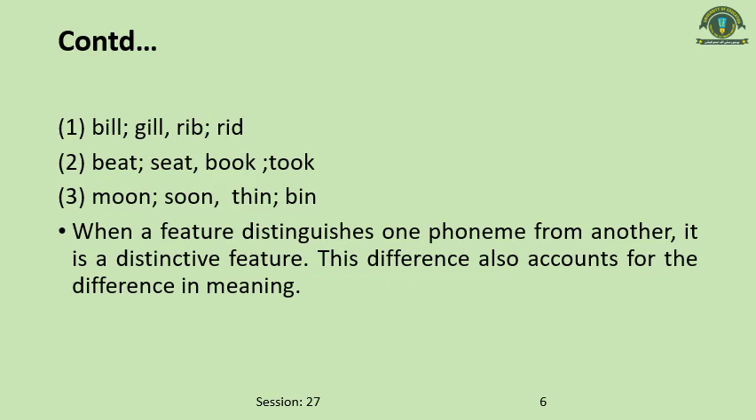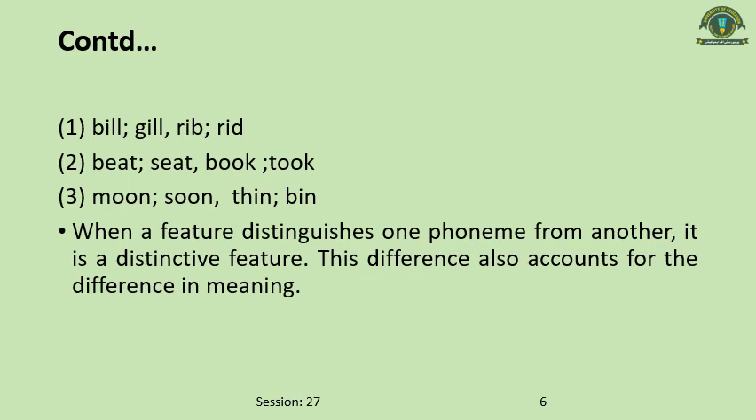Now look at these examples. For example, Bill, Gill. We have three phonemes in Bill, B, I, L. Don't run after the spellings of these words. And G-I-L-L, Gill, G, I, L. And the next pair of words is rib and rid. R, I, B, rib. And then R, I, D, rid.